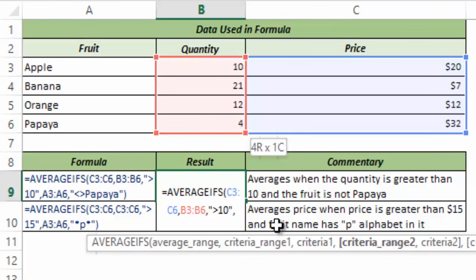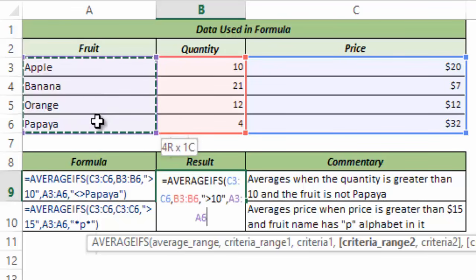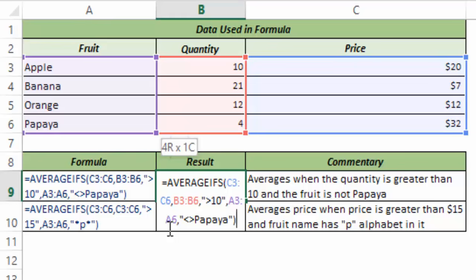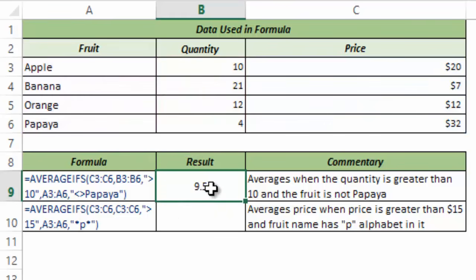Now I would check for another criteria, which is that the fruit should not be equal to papaya. So my criteria range 2 is all these fruits, and I hit comma, and I have to specify the criteria. Again, since I'm using a mathematical operator, which is not equal to, this should be within double quotes, and I type "<>papaya", and this is my second condition. Now I close the parenthesis and I hit Control Enter, and this gives me 9.5.